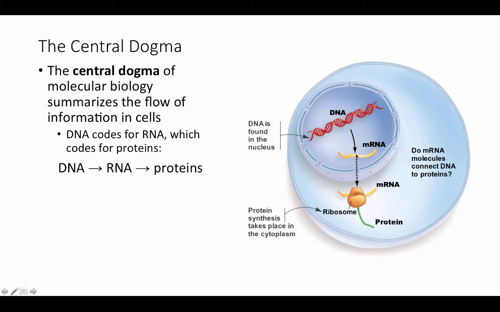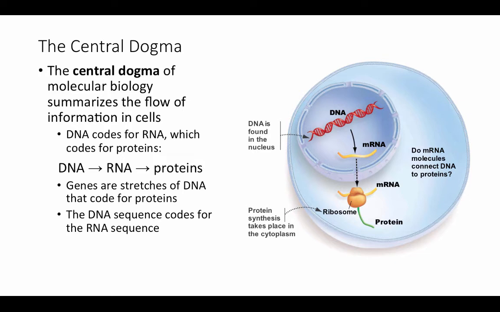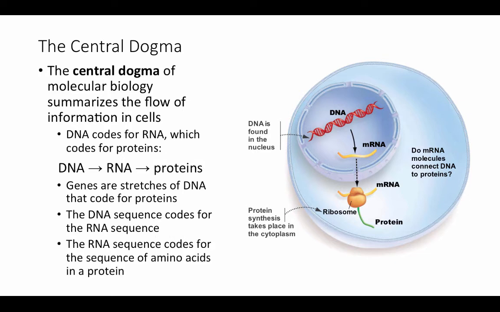DNA to mRNA. mRNA is going to leave the nucleus, if we're talking about a eukaryotic cell, and out to the cytoplasm, and there be transcribed using a ribosome into a protein. If we're going to define what is a gene, a gene is a stretch of DNA, but not just any old section of DNA. Genes are specifically stretches of DNA that code for a protein, a single protein. The DNA sequence codes for the RNA sequence, and the RNA sequence codes for the sequence of amino acids in a protein.